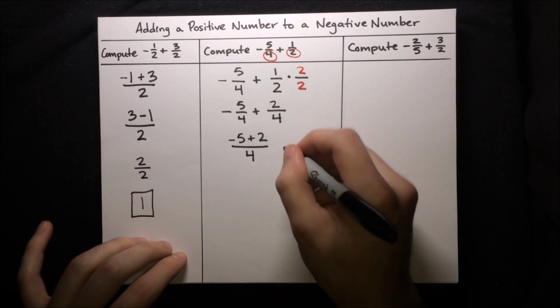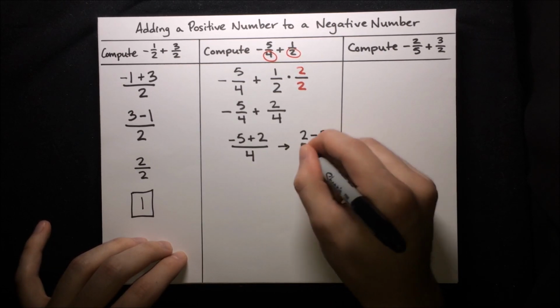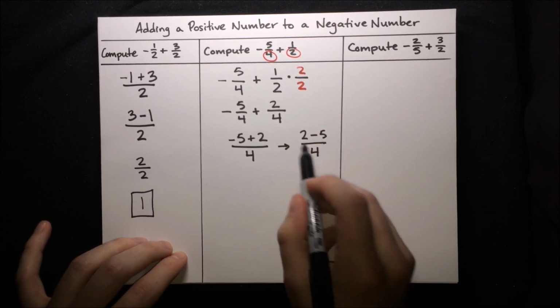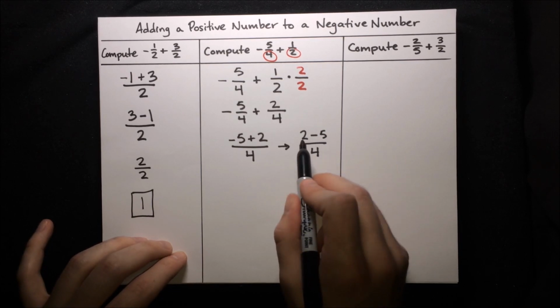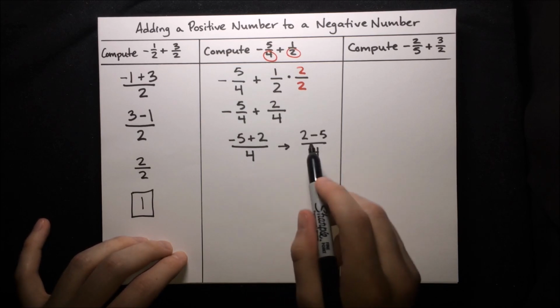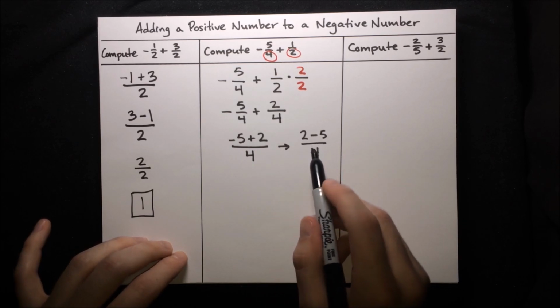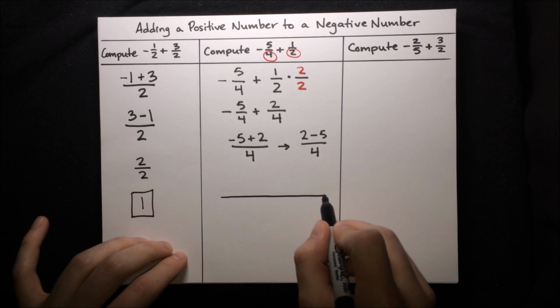Okay, so why don't we use our subtraction trick? We'll turn that to 2 minus 5 over 4. And this subtraction problem is still kind of tricky because we're doing a smaller number minus a bigger number. Okay, so the subtraction trick doesn't simplify this problem so much, but that's okay because we can always use the number line if the subtraction trick doesn't make it simpler.